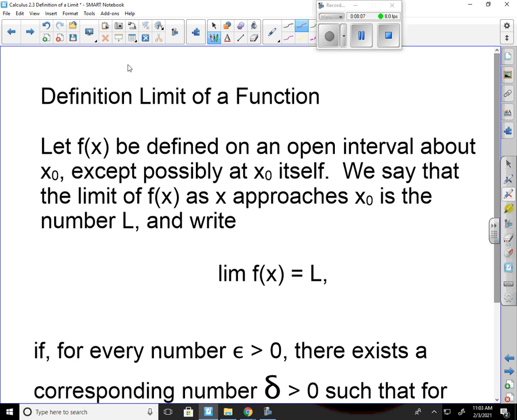So, we're actually going to define the limit of a function. Let f of x be defined on an open interval about x naught, except possibly at x naught itself, which means that all around the number that we're getting close to, it has to be defined, but not necessarily at that number. We say that the limit of f of x as x approaches x naught is the number L, and we write it, the limit as x approaches x naught of f of x equals L.